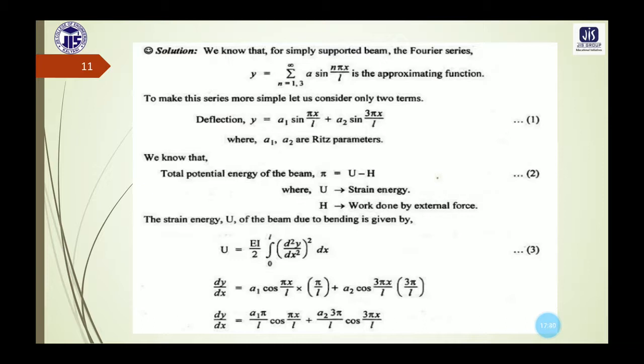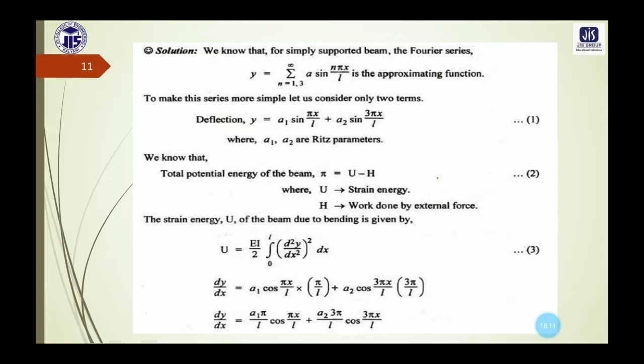Now in equation number 1, we can see that y is given as a1 sine pi x by L plus a2 sine 3 pi x by L. From this equation number 1, we need to find the differentiation, that is dy/dx. It is a1 cos pi x by L, because the first order differentiation of sine pi x by L will be cos pi x by L.